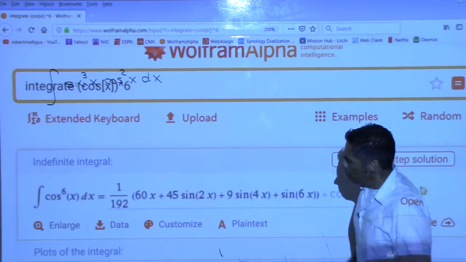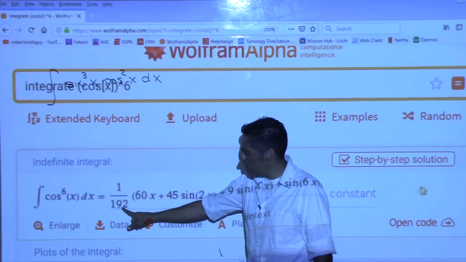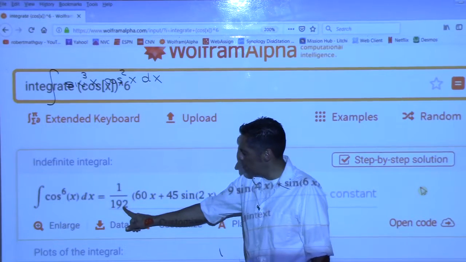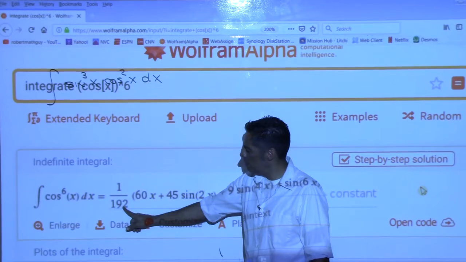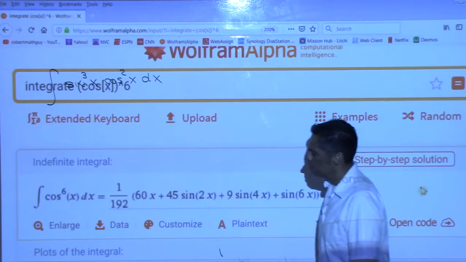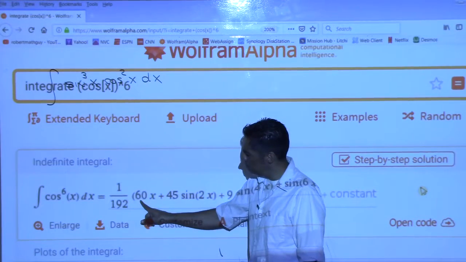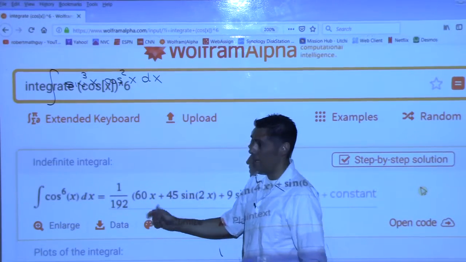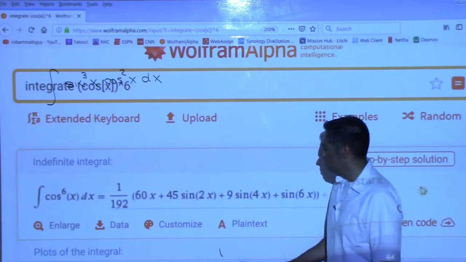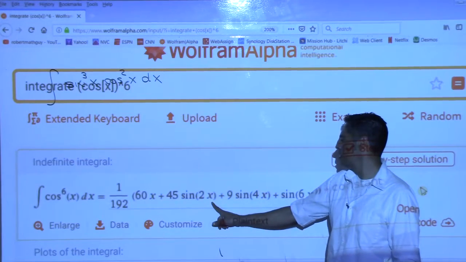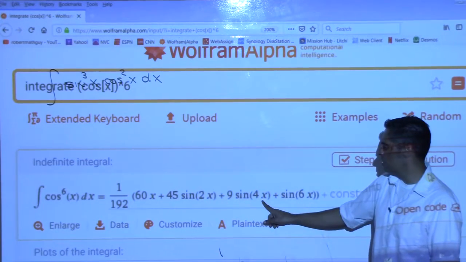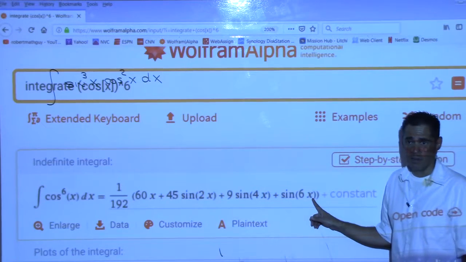Now, 60 over 92 probably reduces. What did we have in front of x? 5/16. So yeah, that should work, right? So we got that right. Now, do we have a sine 2x? We have a sine 4x? We don't have a sine 6x, do we?